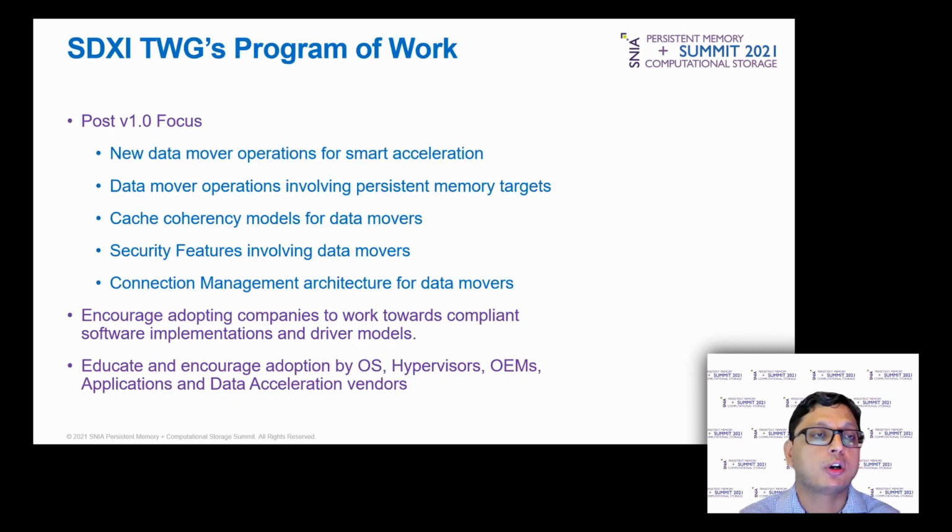So what will we focus on post 1.0? Because this is an extensible spec, we can now add new data mover operations for acceleration. We can involve data movement operations where we are targeting persistent memory. Then we can build efficient cache coherency models that involve these types of data movers. And when you do this, we think security is very, very important, and we can build certain kinds of security features that involve these types of data movers. And then, like I said, a connection management architecture is important when you're talking with multiple address spaces. And we would be focusing on standardizing them as well.